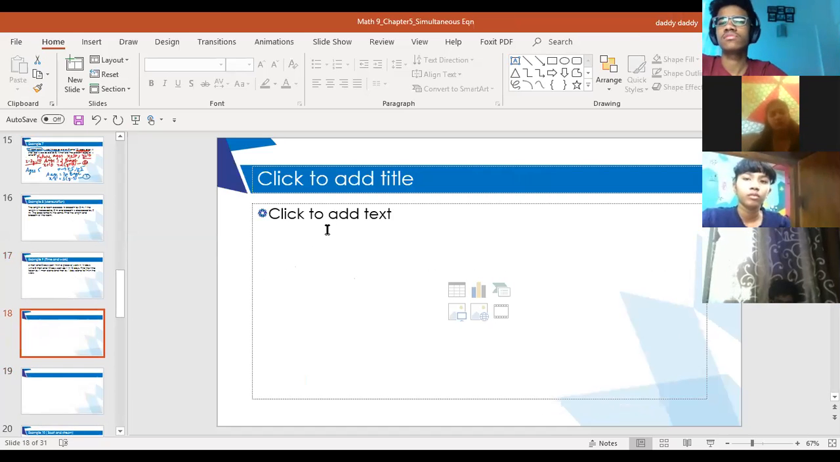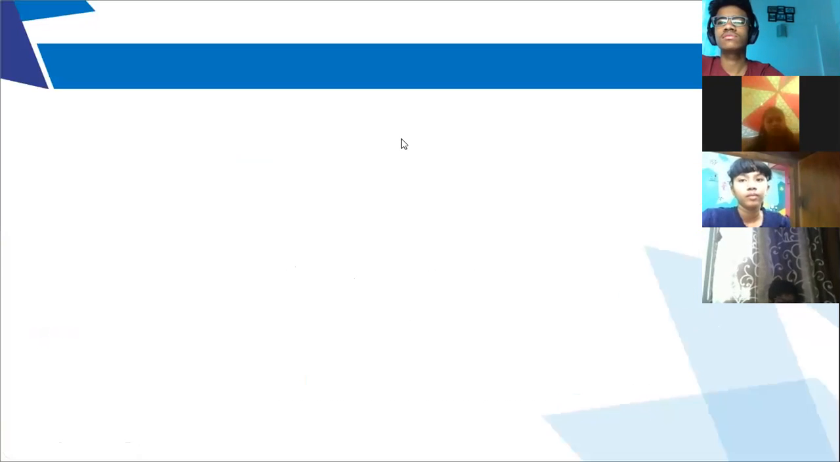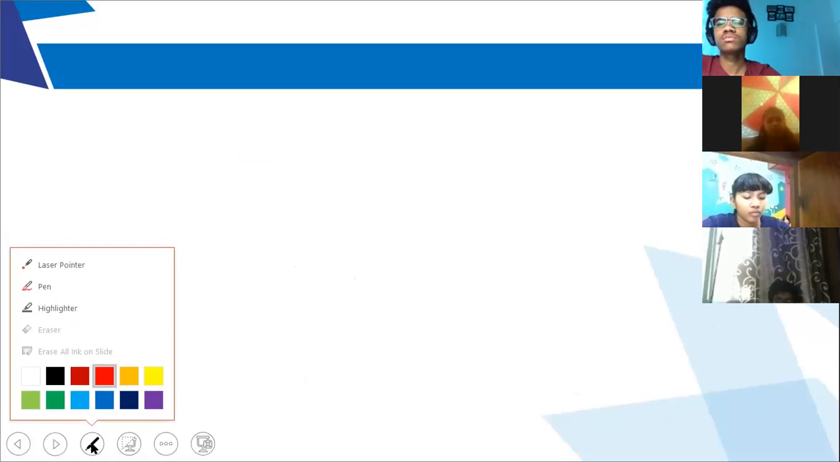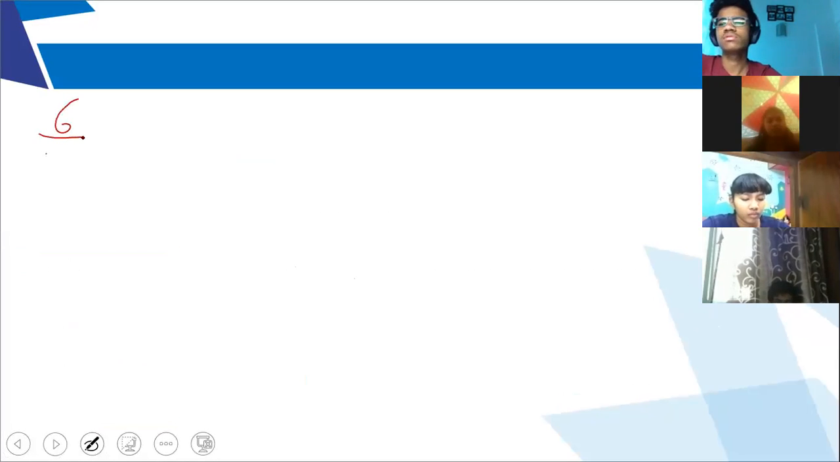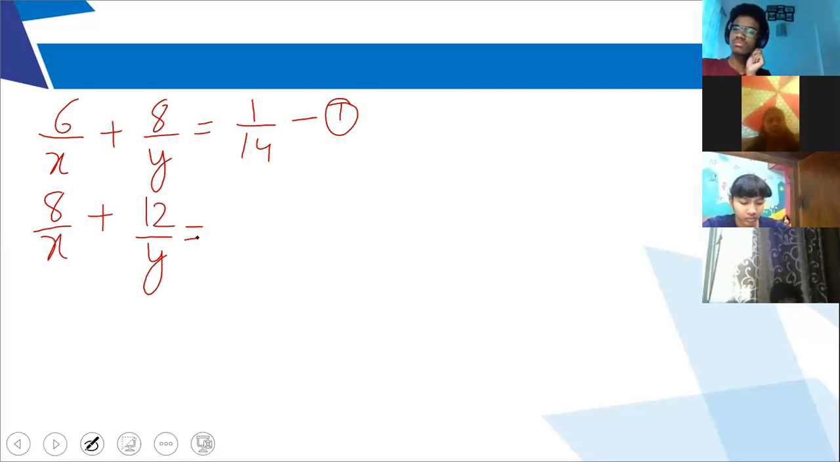Okay. So all of you have framed the equation, right? So I'm going to go ahead by solving it. Equation 1 was, just tell me equation 1, children. Equation 1 was 6 upon x plus 8 upon y is equal to 1 upon 14. So this was equation 1. Equation 2: 8 upon x plus 12 upon y is equal to 1 upon 10.